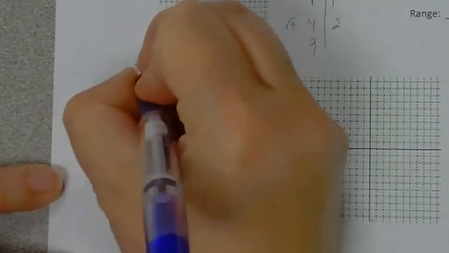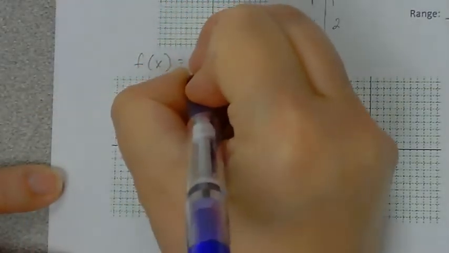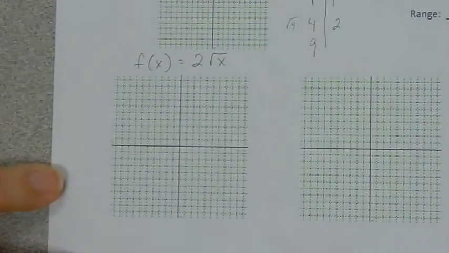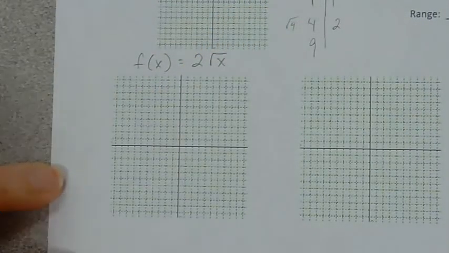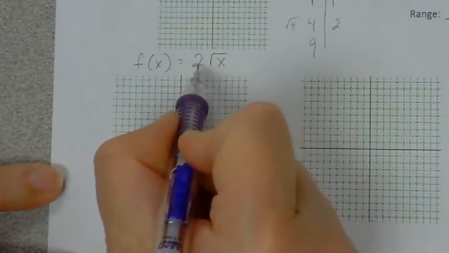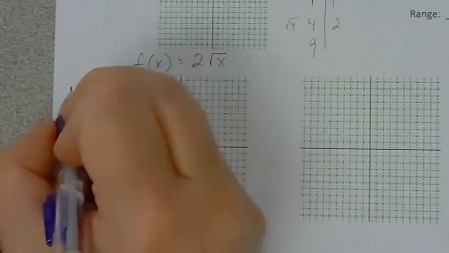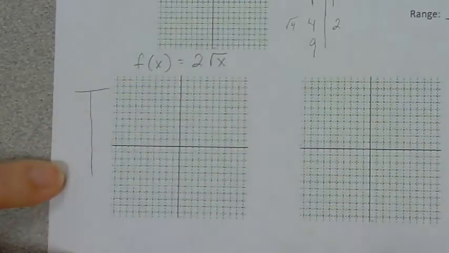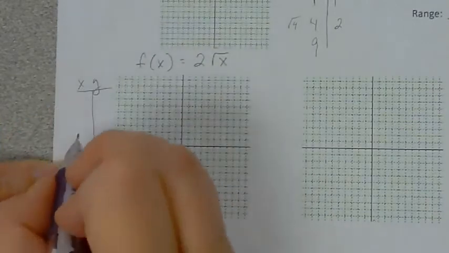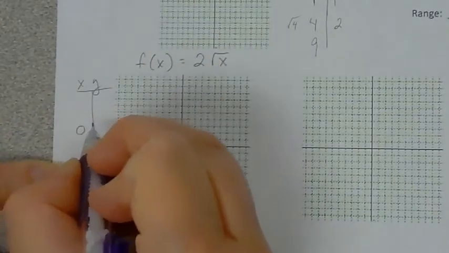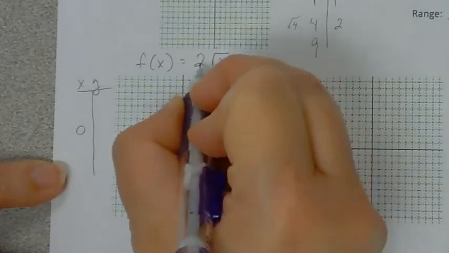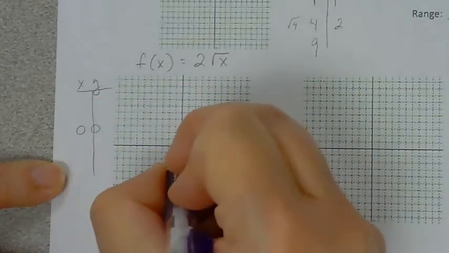Let's graph the function f of x equals 2 square root x. So if you notice here, I'm still going to put values in for x, but in order to get the y value, I'm going to have to multiply times 2. So I'm going to think about this in terms of an input-output table. I'm still going to start with 0 for x. The square root of 0 is 0, and 0 times 2 is 0. So this graph is still going to start right here.